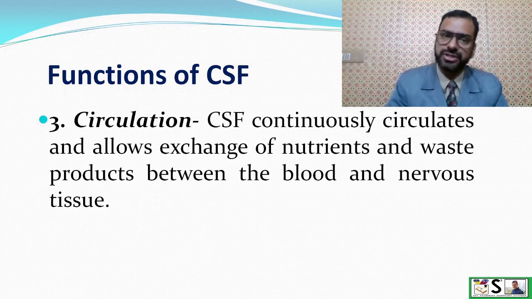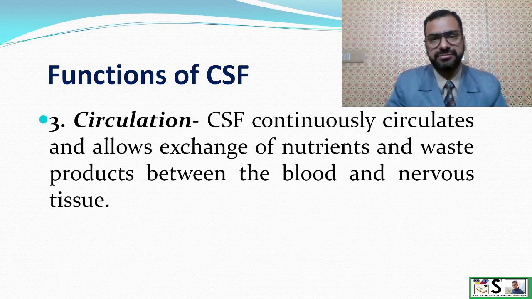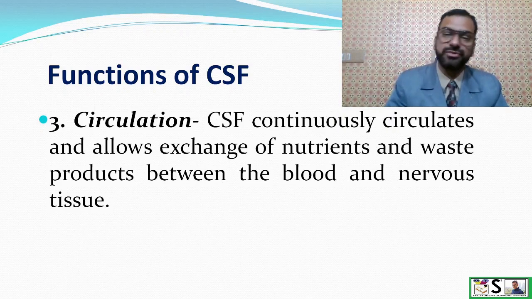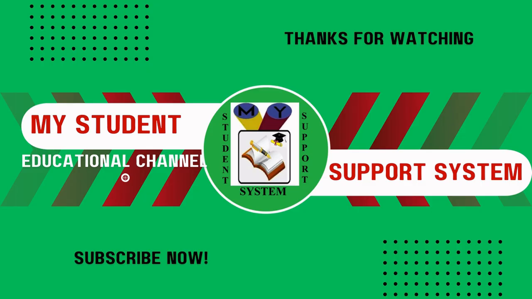Third is continuous circulation and providing nutrition to the brain. CSF continuously circulates and allows exchange of nutrients and waste products between blood and the nervous tissue.